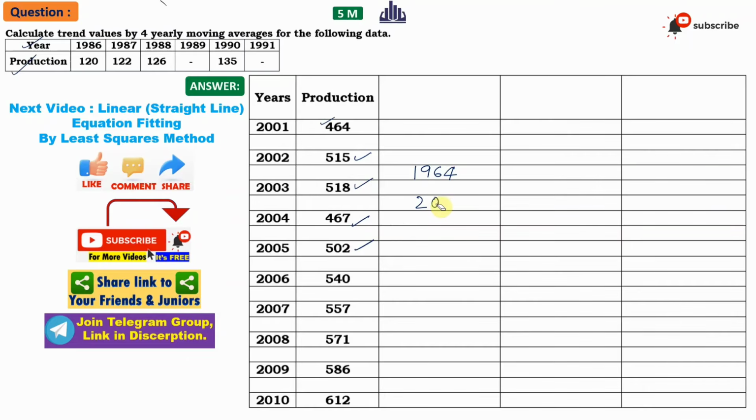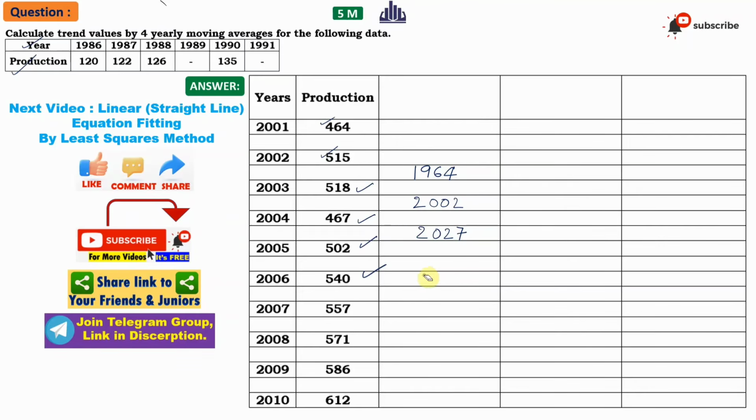That means 2002 has to be written here. Next, further, the second value also is to be left out. From the third, 4 values are to be added. These 4 values we have to add. We are going to get 2027. This is the answer, and mid of these 4 years it is to be written.